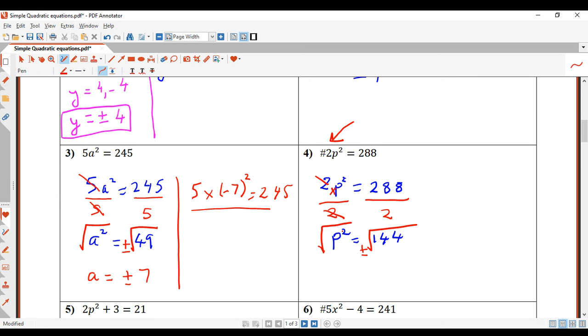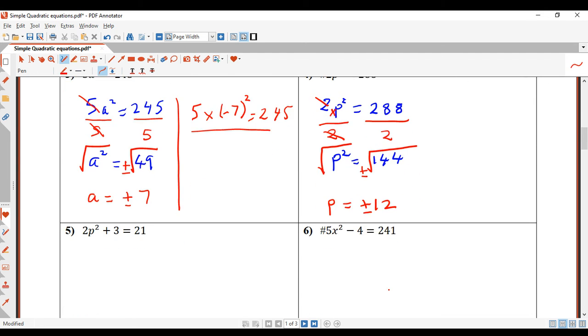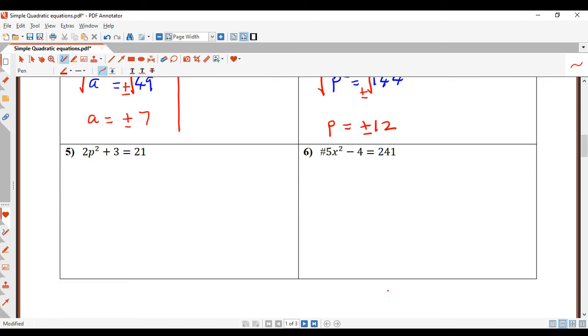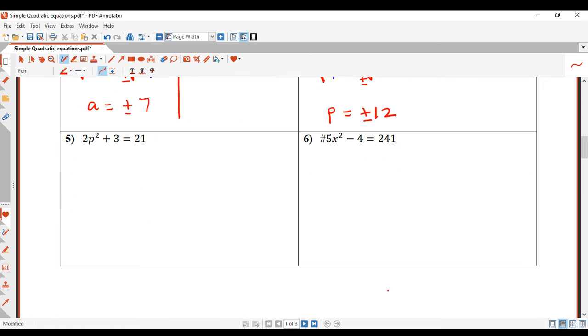Okay, now the square root gets rid of the power of 2. So p is equal to plus or minus. Now, root 144 is just 12. Okay. All right, make sure that's copied down. Now, let's have a look at some other questions here.